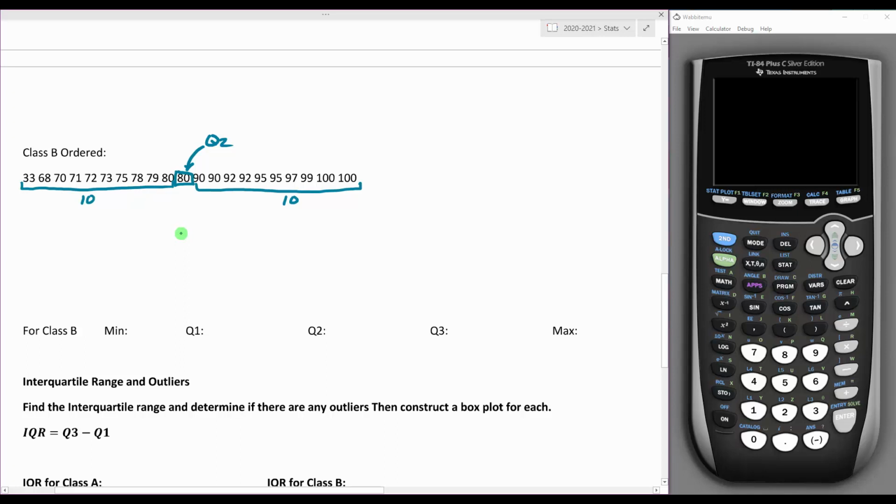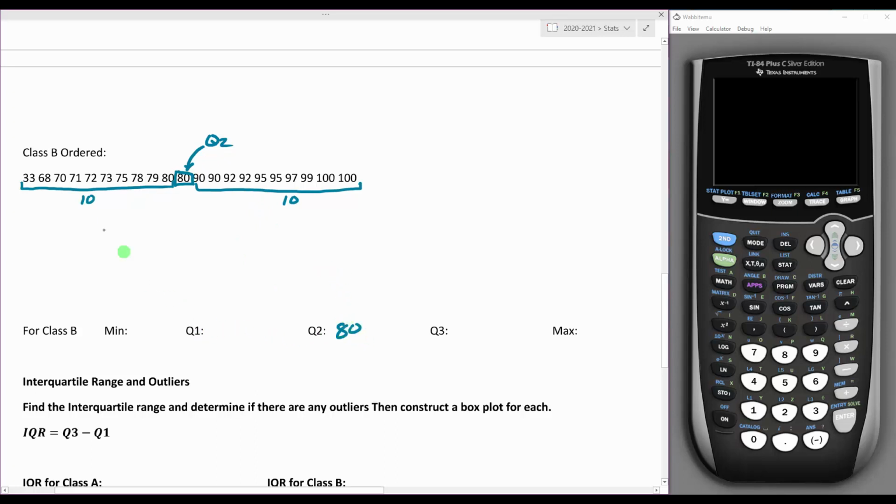But if it's an even number, the median is going to exist in between two of the data values. That can be a little confusing for students sometimes, but these 10 pieces of data become our lower half, and these 10 pieces become our upper half, and we found quartile 2 without having to do a calculation. So quartile 2 is 80.